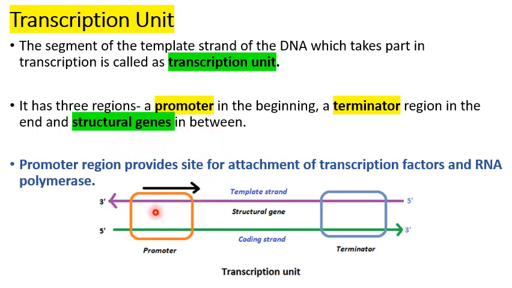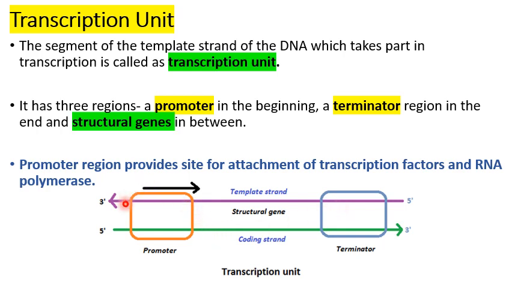So below we have the figure of a double helix. It's a schematic diagram where we are showing the two strands of the DNA, one in 3' to 5' direction and the other in 5' to 3' direction. So this is a transcription unit. It has three parts. First is a promoter, then in between structural genes, and at the end the terminator.